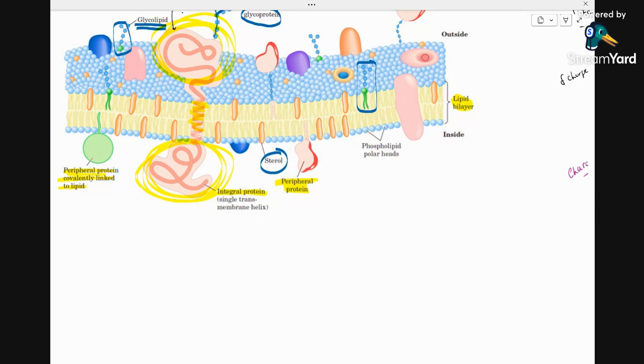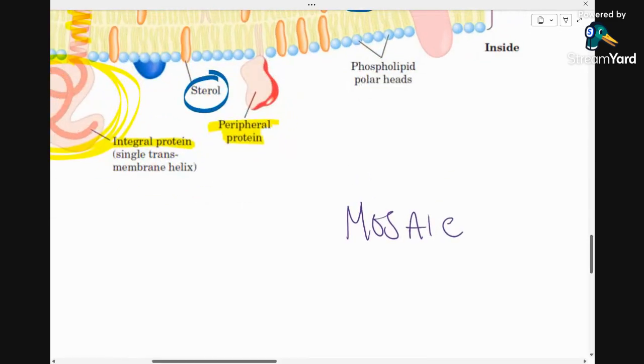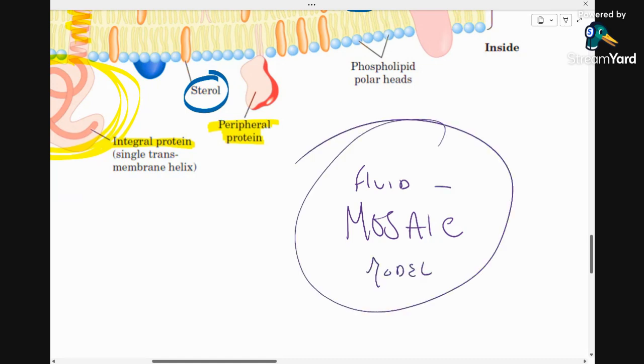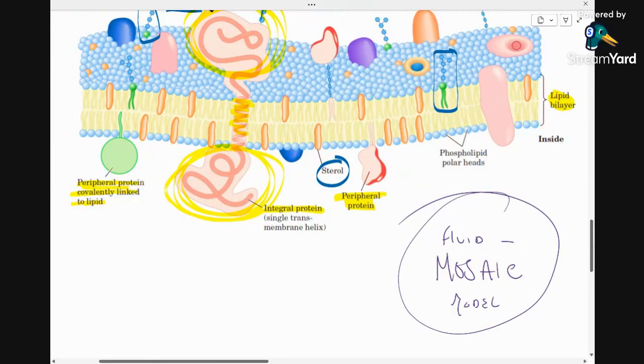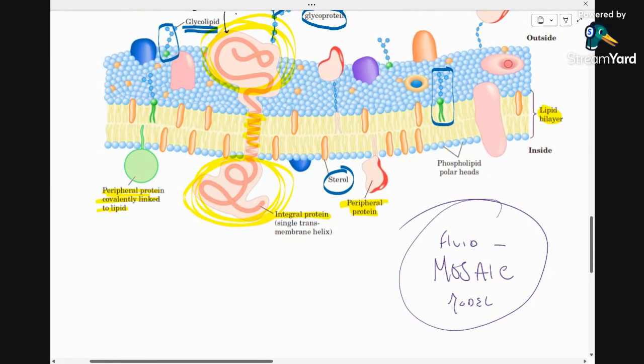So we call this entire model, right, the fact that there's loads of stuff in it, it's like a mosaic. Lots of proteins, lots of glycolipids. It's not just boring phospholipids that sit there, and it's fluid, right? It's moving around. So we call it the fluid mosaic model. That's why it is described as a fluid mosaic model. It's just a word we've come up with as biologists to explain the structure of a membrane.